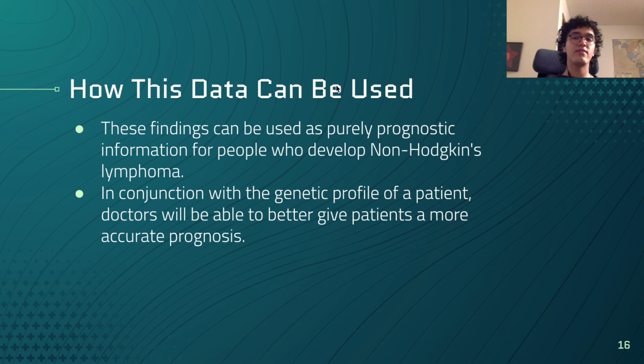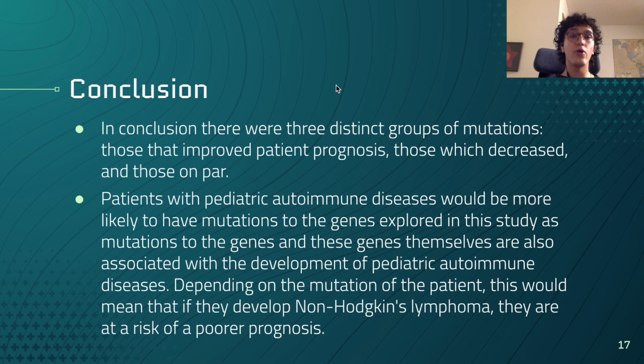So how can this data be used? These findings can be used as purely prognostic information for people who develop non-Hodgkin's lymphoma. In conjunction with the genetic profile of a patient, doctors will be able to give patients a more accurate prognosis in terms of how long they have to live, and suggest treatment courses based on their average time left to live. So what is the conclusion?